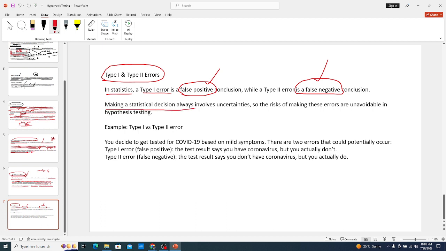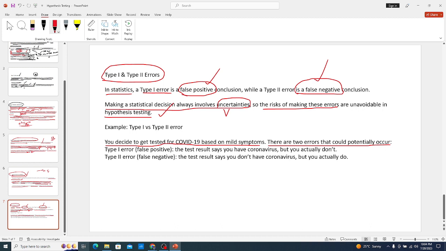What do I mean? Making a statistical decision always involves uncertainties. And if we have uncertainties, there is a risk of making these errors. All the risk of making these errors is unavoidable in hypothesis testing. For example, let's say you have decided to get tested for COVID-19, because of symptoms. Here there are two types of errors that might potentially occur.